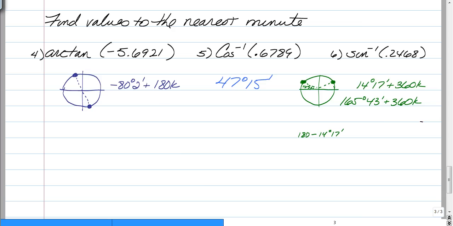You are done. So the biggest thing for today is basically knowing the difference between big arc and little arc and knowing how to find second angles. But otherwise, your calculator does most of the work for you.